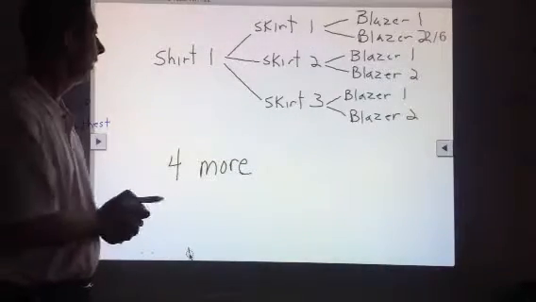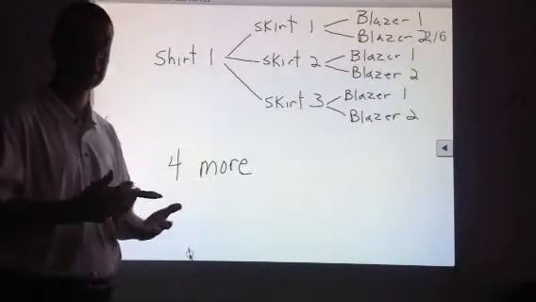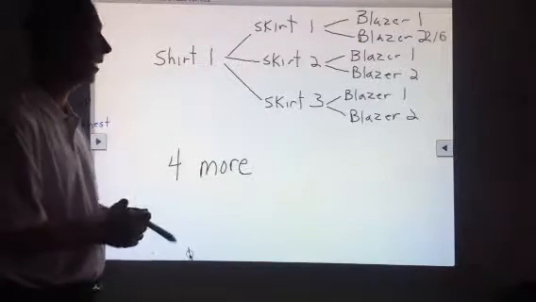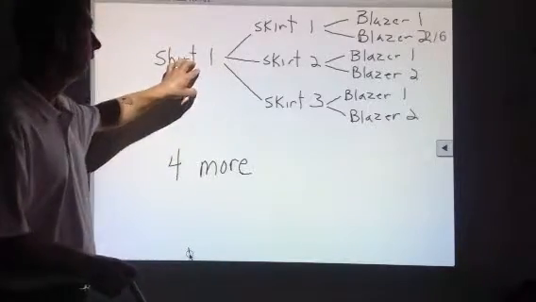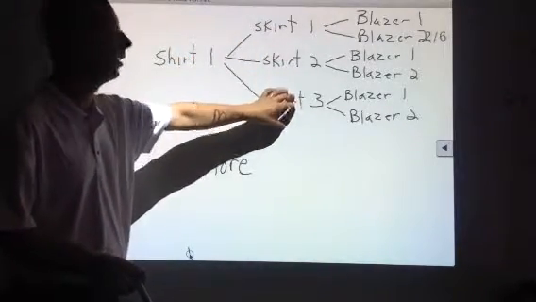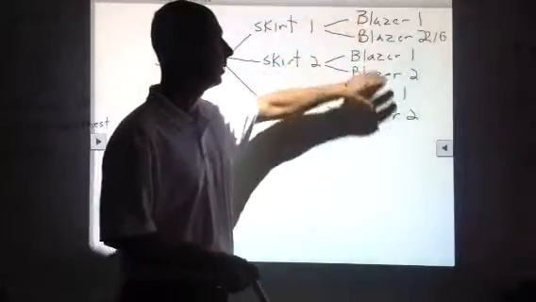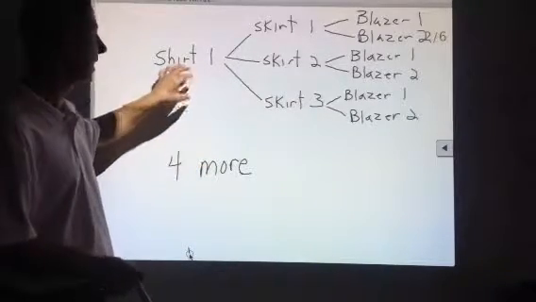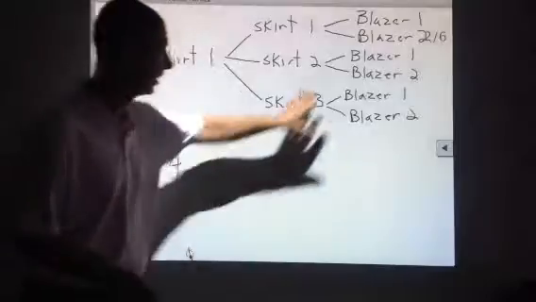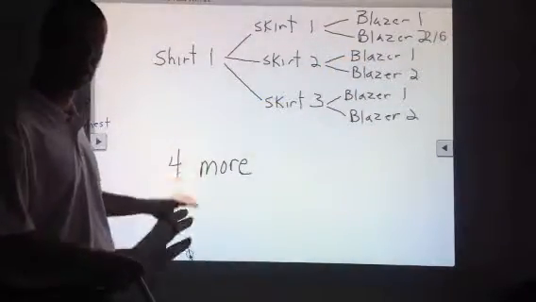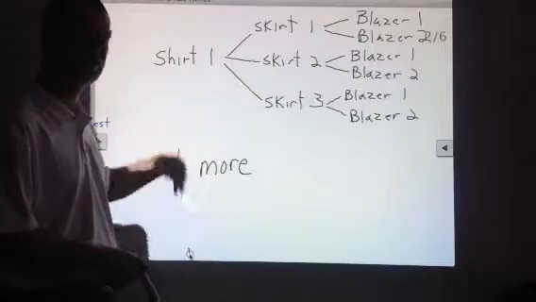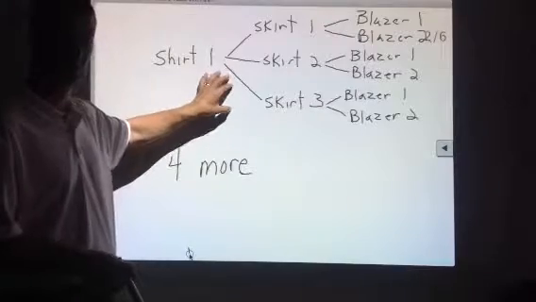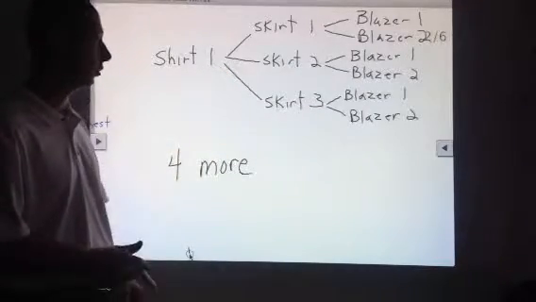Another problem that you have, which is probably the most work on this sheet, is you got to do a little tree type diagram. One shirt, and there's 3 different skirts it could go with, and then for each skirt there's 2 different blazers. So you got to make this 4 more times. You got to do the same thing for skirt 2, same stuff here. Same thing for shirt number 3, and shirt number 4, and shirt number 5. So this is just one of 4 more that you have to do.